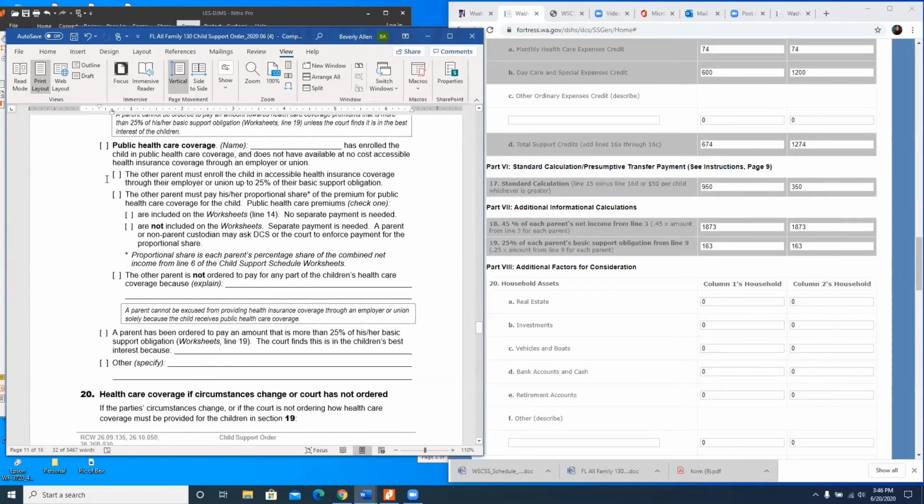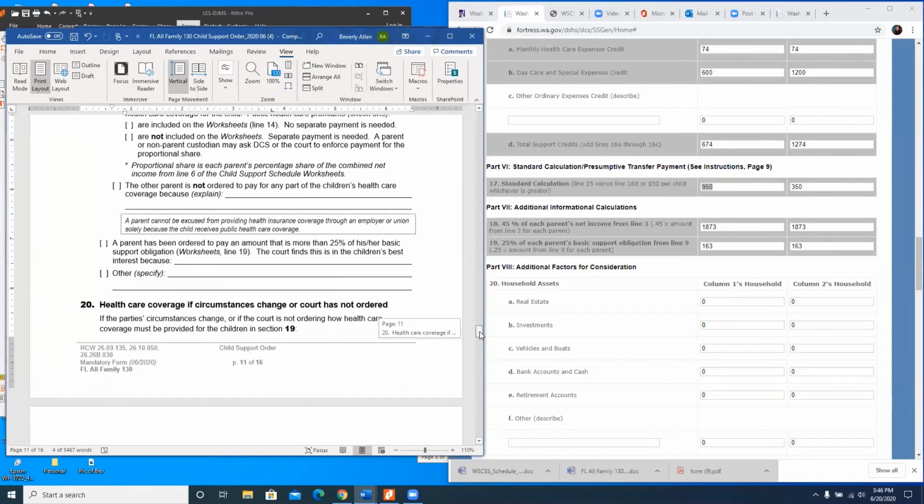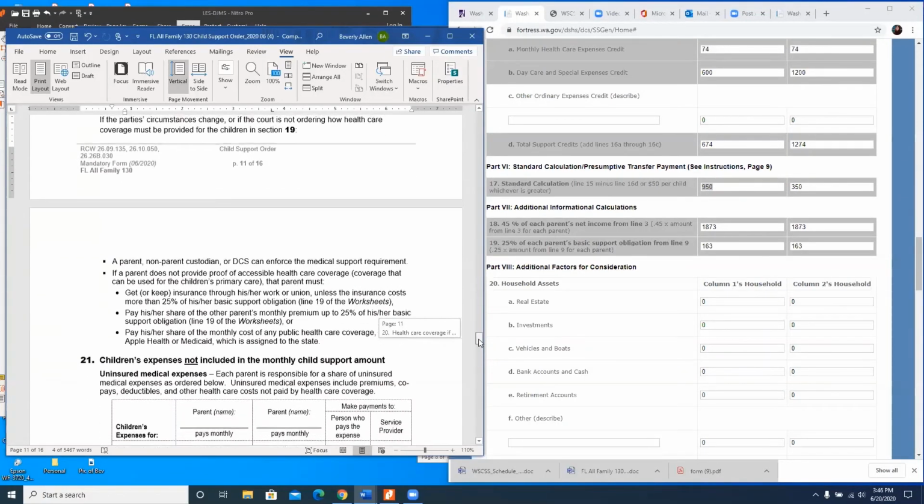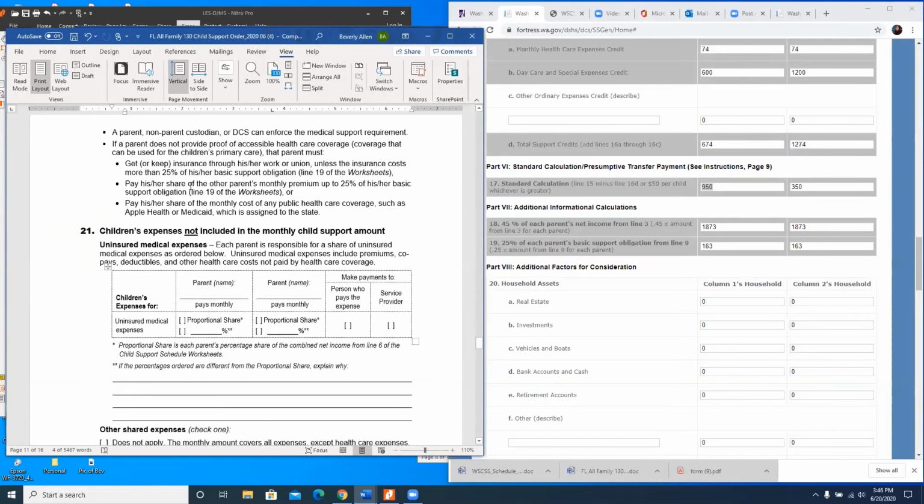Public health coverage is also an option. A lot of families will have that. And then if there is a premium, you would include that information. Otherwise, each parent is generally required to support the child up to 25% of whatever that number is here in line 17. If it's available, the parent is generally required to provide it. Section 20 is boilerplate law. It just says the same thing I already said, that you need to get or keep insurance that is no more than 25% of your basic support obligation.